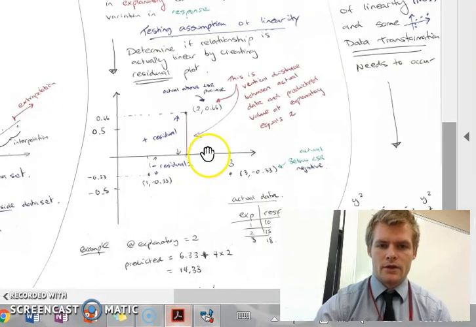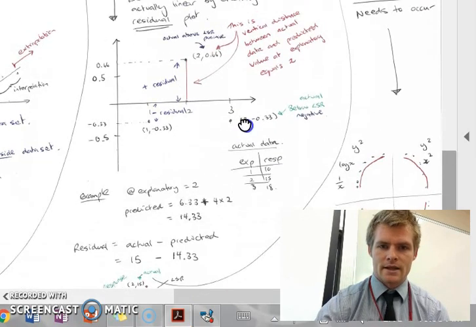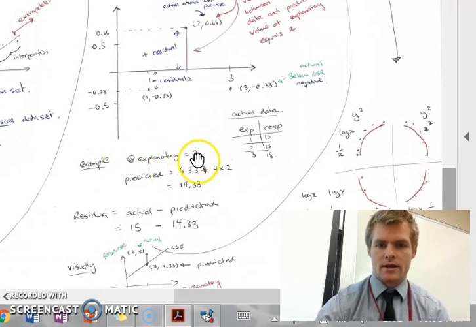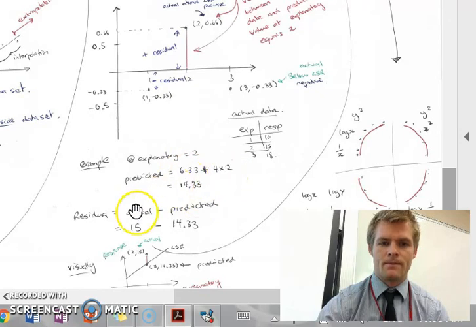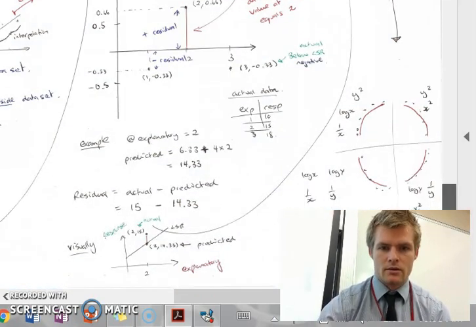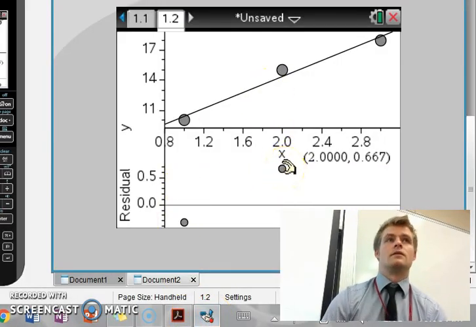And I believe the document also shows you that. It says, example, at explanatory x is 2, the predicted value is 14.33 if you substitute in. The residual is the actual minus the predicted, 15 minus 14.33, so you should get 0.66, and let's just check that. Can you see that? Yep.